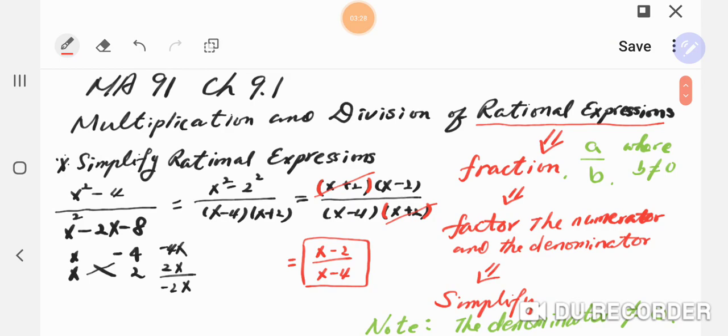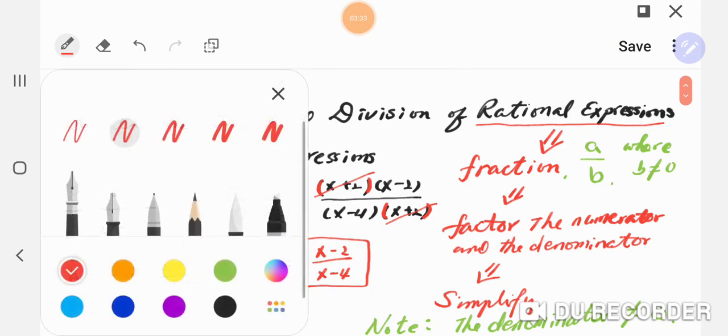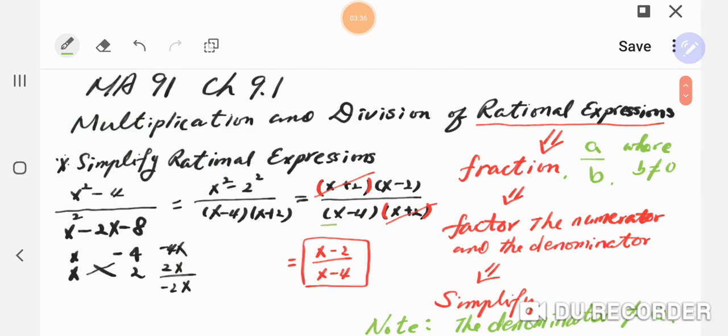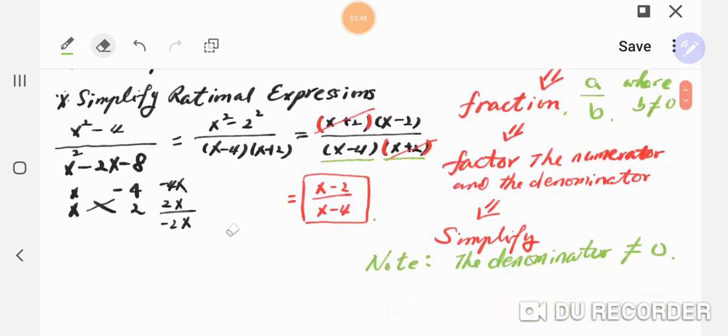Okay, and then also we have to know, before cancellation, before simplifying, that there are two factors in the denominator, which are x minus 4 and x plus 2. So there's a condition: x minus 4 cannot be equal to 0, and then x plus 2 cannot be equal to 0. So x cannot be equal to 4 and x cannot be equal to negative 2.